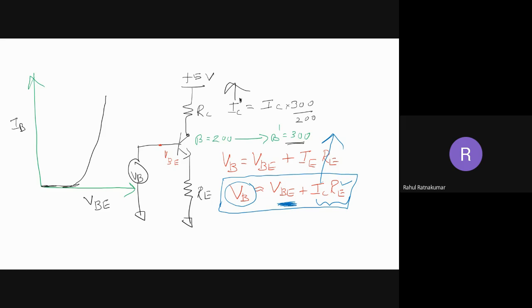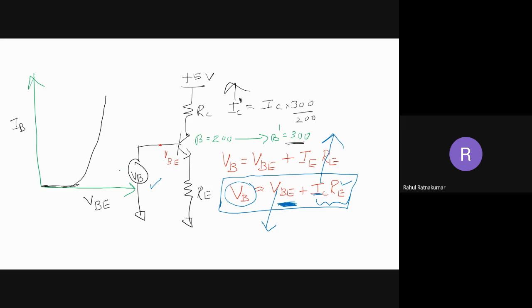This is the main idea I'm going to refer to here. Everything is fixed. IC is automatically increasing because of beta variation, and VB is fixed because this is coming from a voltage source here. You can see this is fully fixed. It's also fixed. So the only way you can follow Kirchhoff's voltage law is by reducing the VBE. You're getting what I'm saying?